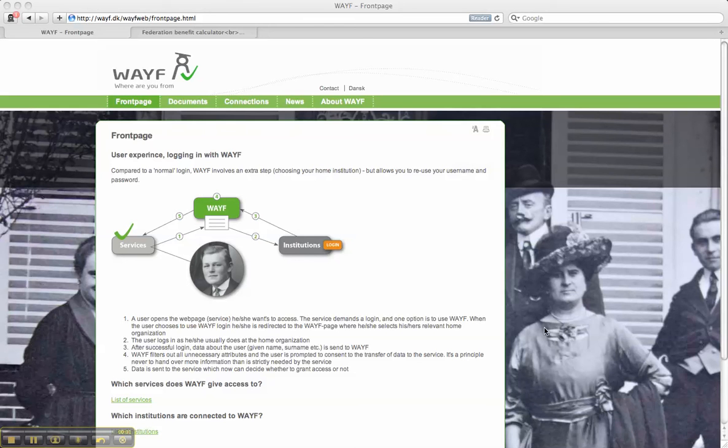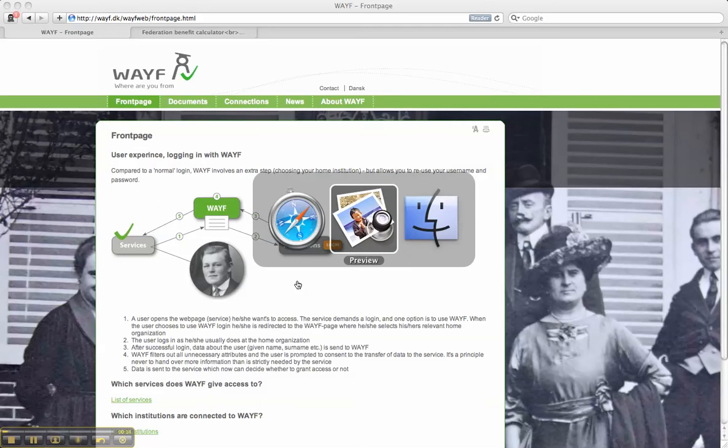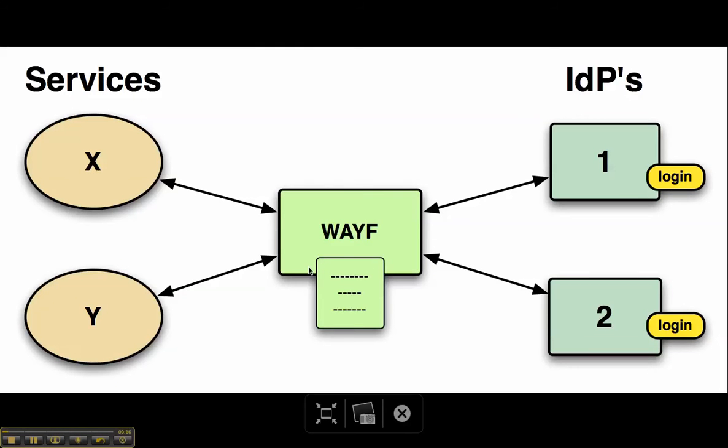Welcome to the demonstration of the Federation Benefit Calculator developed by WAYF, Where Are You From?, which is a Danish identity federation. Let's have a look at the architecture to better understand the context we're working in. WAYF is a hub and spoke federation, so we have a central federation component in the middle here, WAYF.